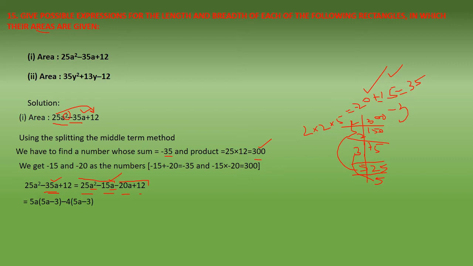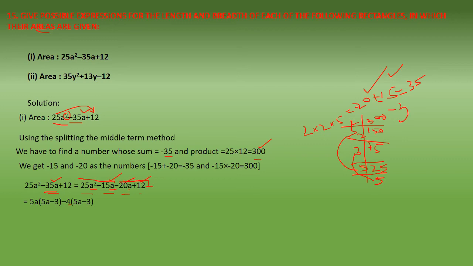We take 4 as common here: 4 into 5a minus 3. Why do we take 4 as common? Because 20 and 12 come in the table of 4, so we can take 4 common, but we cannot take a because here a is not present.